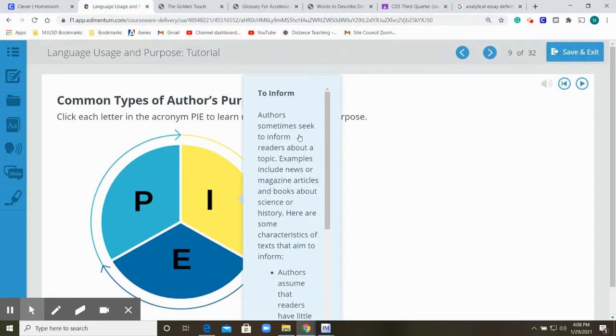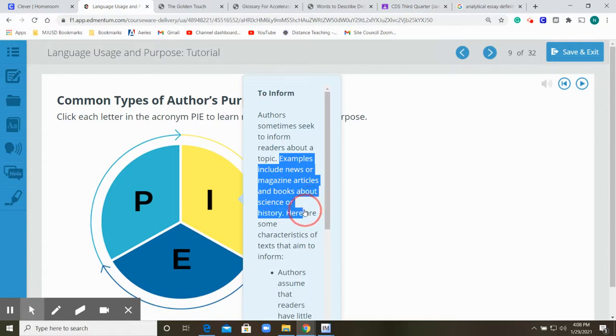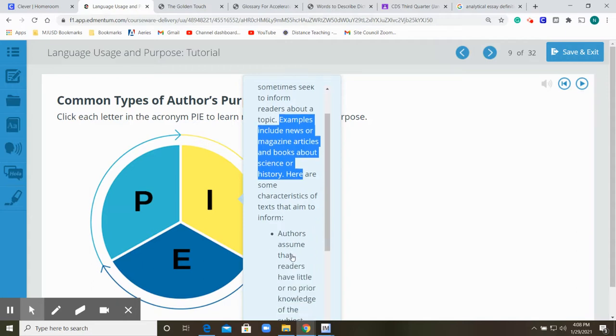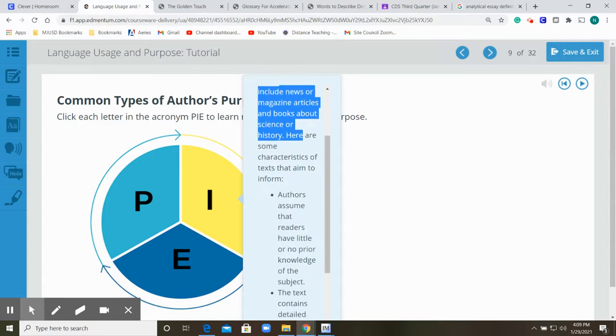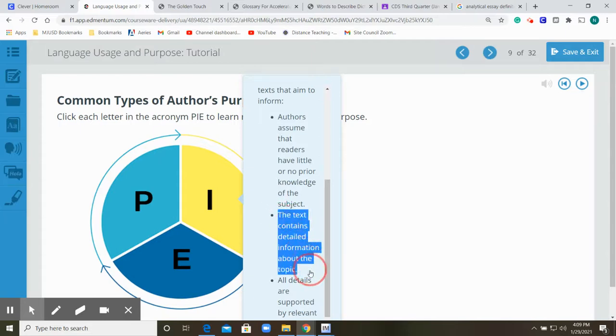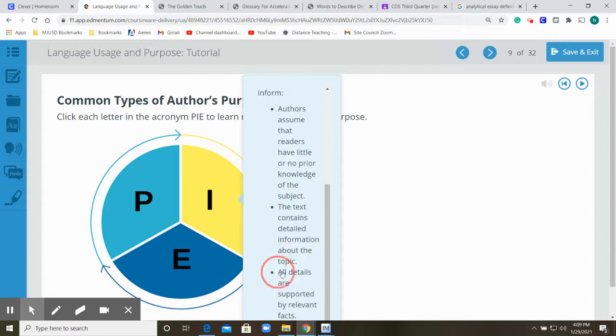To inform. Authors sometimes seek to inform readers about a topic. Examples include news or magazine articles and books about science or history. Here are some characteristics of text that aim to inform. Authors assume that readers have little or no prior knowledge of the subject. The text contains detailed information about the topic, and all details are supported by relevant facts.